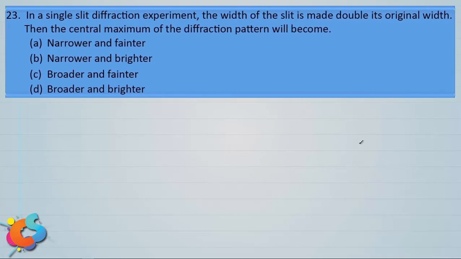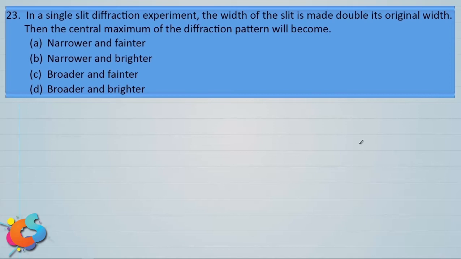Let's go to the next question, dear students. In a single slit diffraction experiment, the width of the slit is made double its original width. Then the central maximum of the diffraction pattern will become, options: A. Narrower and fainter, B. Narrower and brighter, C. Broader and fainter, and D. Broader and brighter. Now, this is the question on the central maximum.